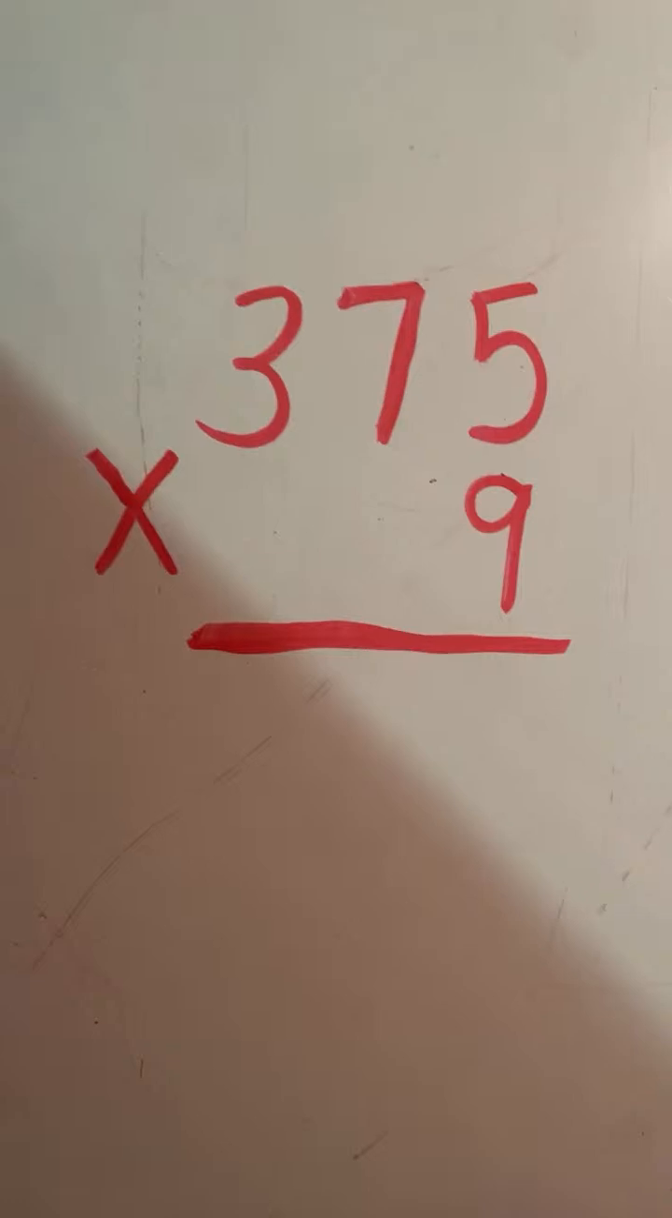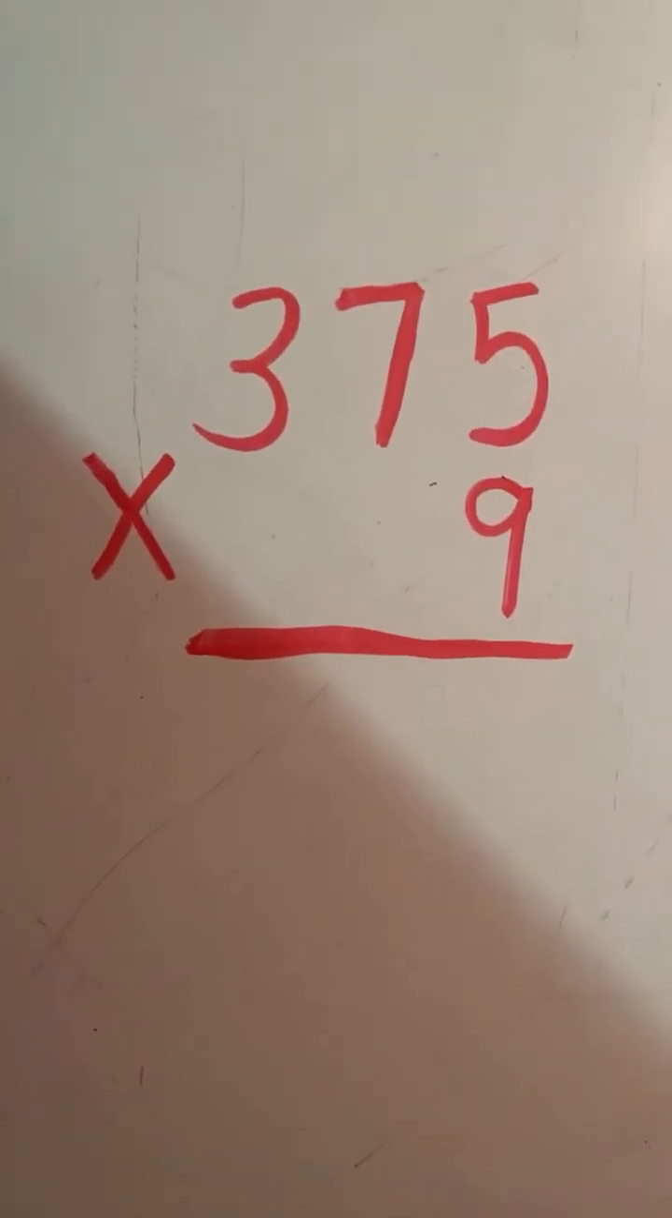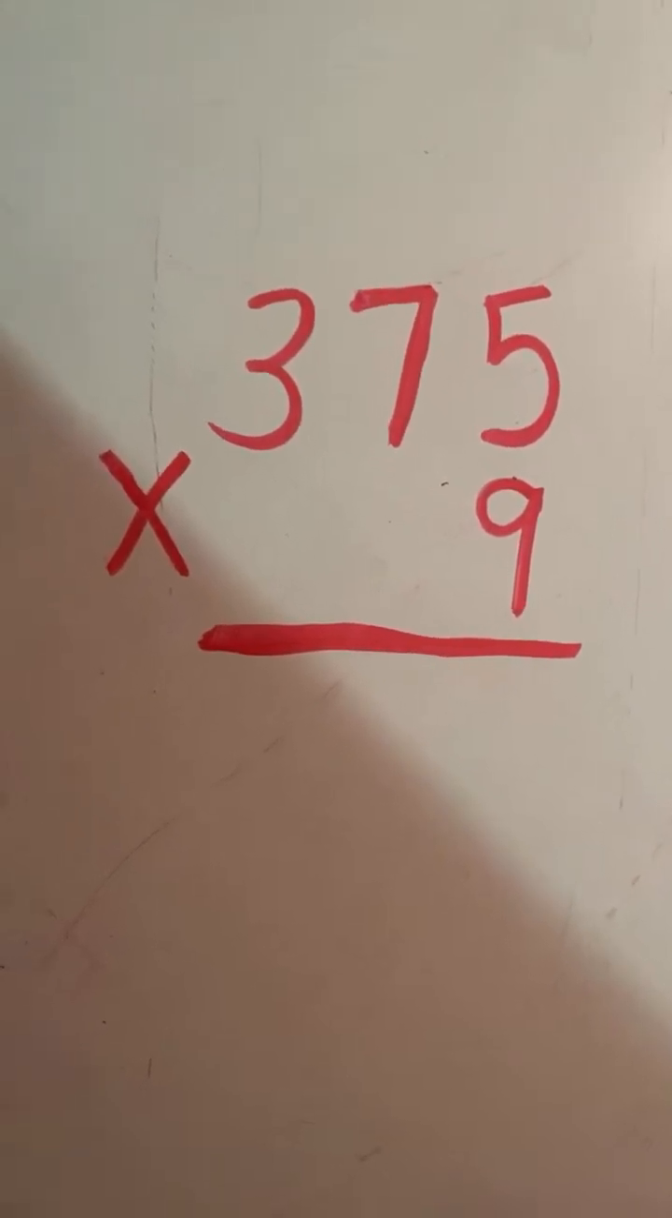So this video is going to be a brief review of 3-digit by 1-digit multiplication. 375 times 9 is our model problem.